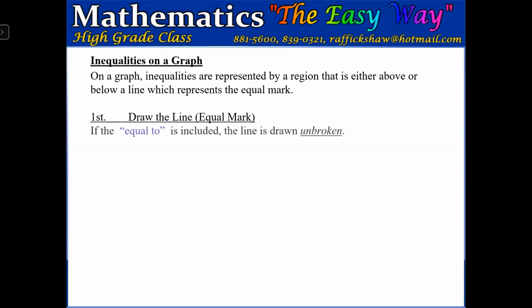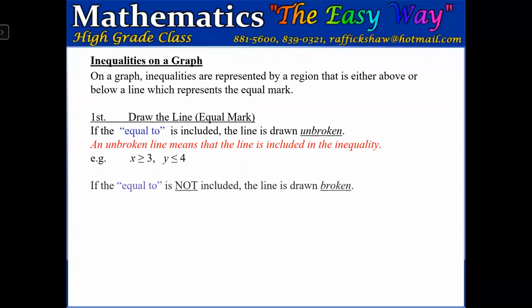All right, so this is what this is saying. If the equal to is included, the line is drawn unbroken or solid. An unbroken line means that the line is included, just like how the shaded circle means that the value on the number line is included. So for example, if I draw an inequality for those two, I would have to draw solid lines for those two, because the equal is included for both of them.